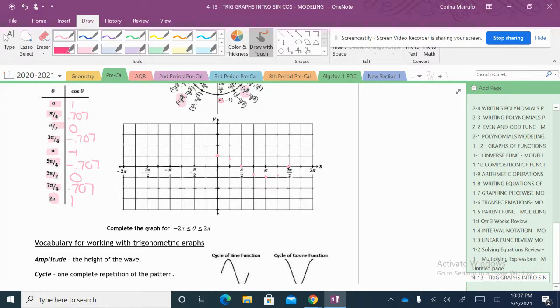Negative 0.7, this is 0, 0.7, and then back to 1. So now I'm going to go ahead and connect the dots.